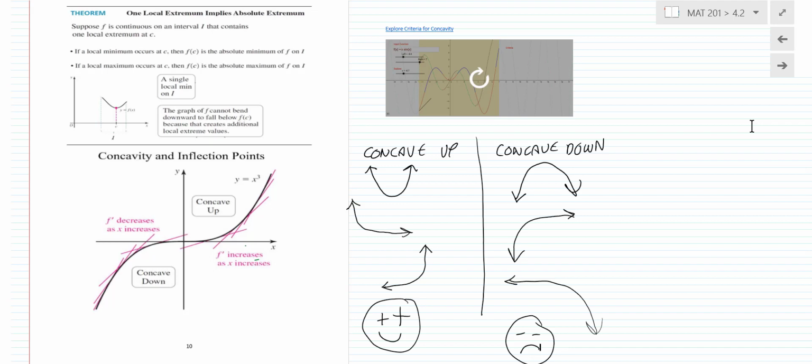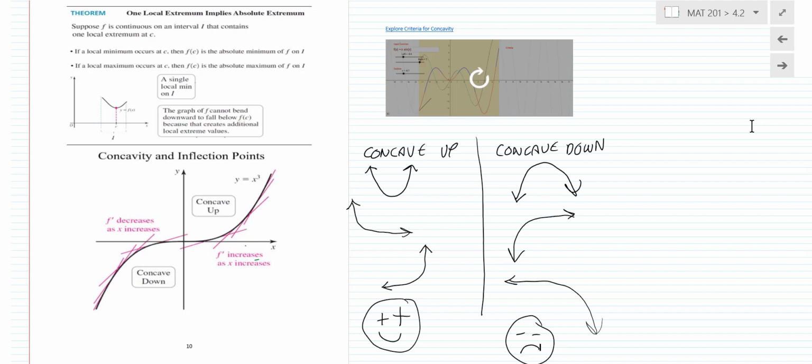Now if you're concave up, what is the derivative doing? The derivative is getting bigger, agreed? So the derivative is increasing. If something increases, the sign chart gives you a positive, right? So the second derivative would be positive.